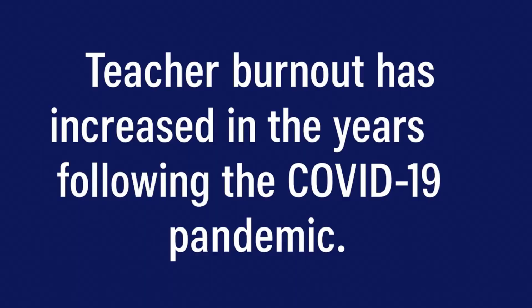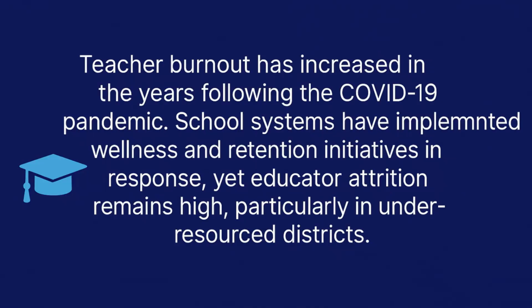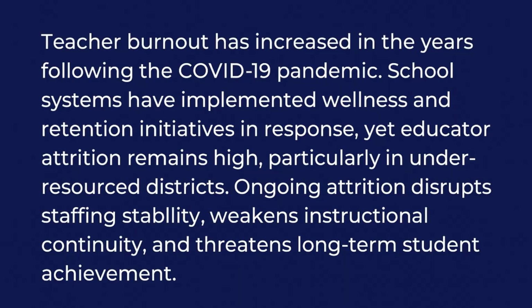To revise it, narrow and layer. First, specify the phenomenon. Teacher burnout has increased in the years following the COVID-19 pandemic. Then introduce tension. School systems have implemented wellness and retention initiatives in response, yet educator attrition remains high, particularly in under-resourced districts. Now we have a disconnect between what systems are doing and what is actually happening. Finally, articulate the consequence. Ongoing attrition disrupts staffing stability, weakens instructional continuity, and threatens long-term student achievement.